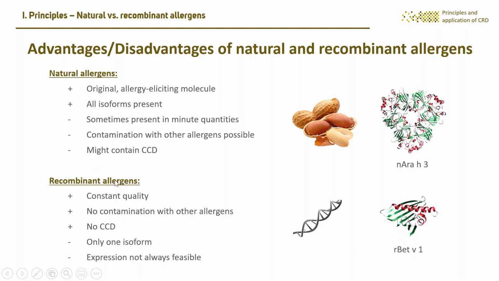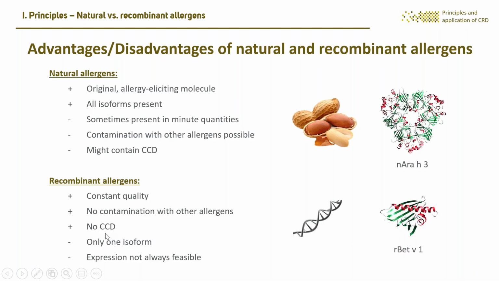So if we look now at recombinant allergens, the biggest advantages are more technical, because once the expression system works, you can purify large amounts of these allergen molecules at constant quality. And as you use the DNA encoding the protein, you can be sure that the preparation is devoid of any contamination with other allergen molecules. And based on the expression system which is used, you can also be sure that recombinant allergens do not contain CCDs, which can blur your diagnostic results.